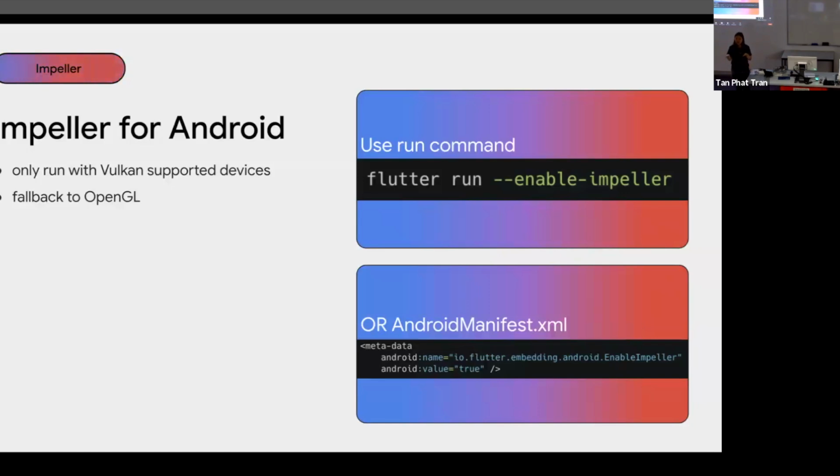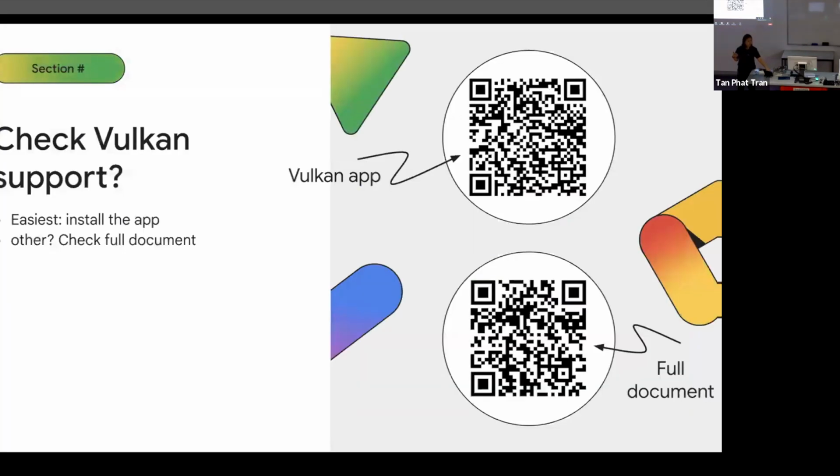If you are too lazy to write the command all the time, you can actually edit it in the Android manifest. Edit it one time, run all the time, and the fallback will still happen. And if you want to check whether your device has Vulkan support or not, here are two links. The first link is to easily install the Vulkan app and run it, and it will give you information to identify whether your device has Vulkan support or not. The second is the full document with a list of different ways to identify Vulkan support. But to me, the second link has a list of ways to confuse you about whether your device has Vulkan support or not. And I believe that's all.